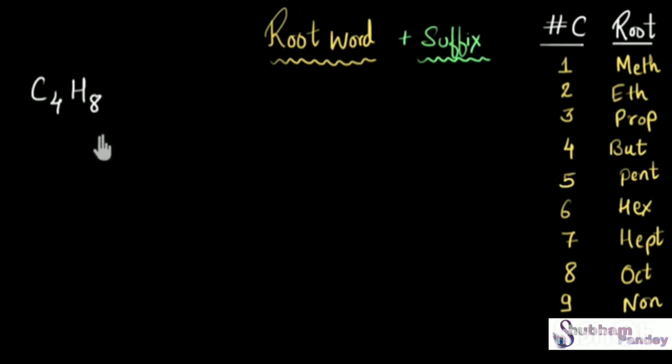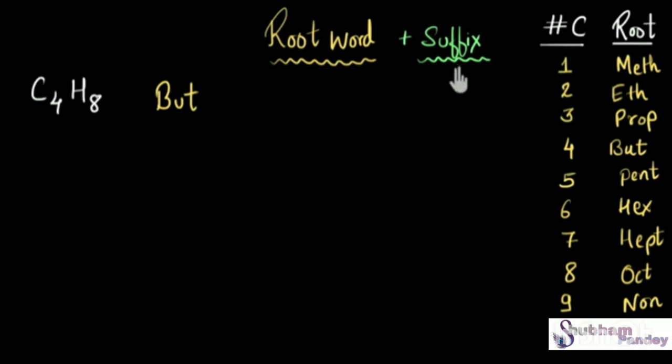Well, if you did not know anything, you would say, I would go with the same logic. First, I will find out the root word and then the suffix. The root word denotes the number of carbon atoms, and that's easy to find out here. It's already given that there are 4 carbon atoms in this molecule. So for 4, we use the root word but. Let me write that down. The root word for this molecule will be but.